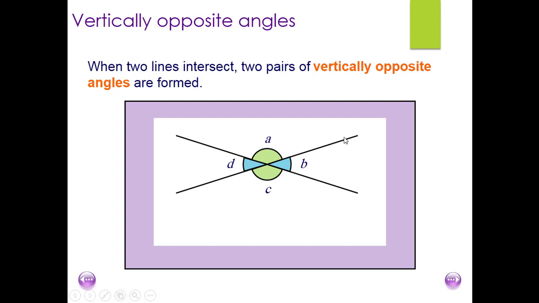That means this line and that line are intersected at a point. The opposite angles, for example, A and C, are opposite angles. We can call them opposite or vertically opposite. Actually, they are equal. And the same thing for D and B. They are equal and have the same value.